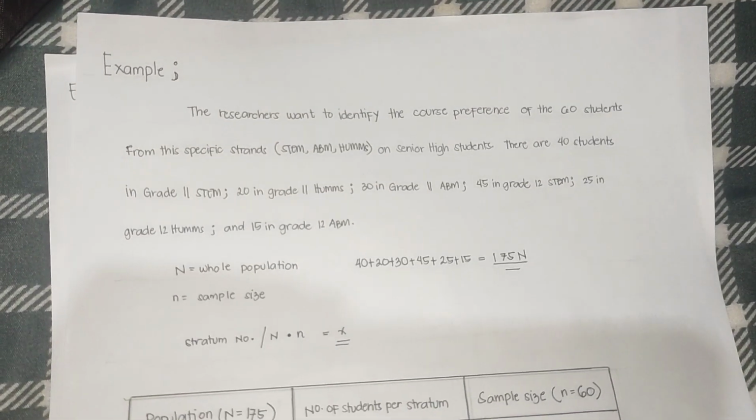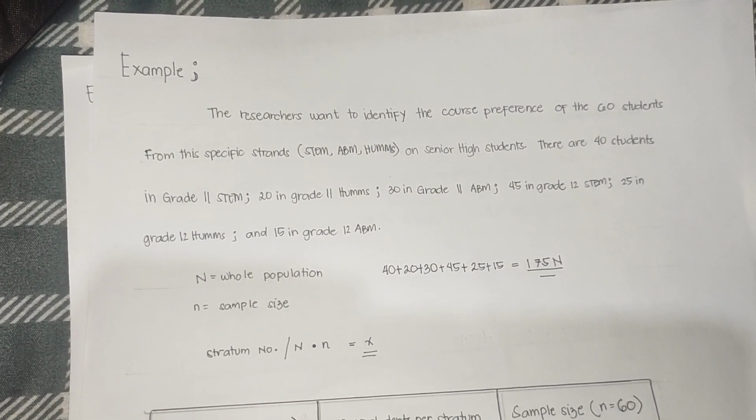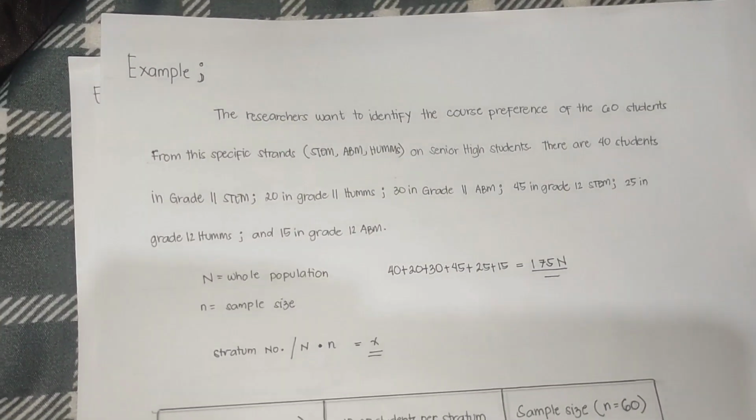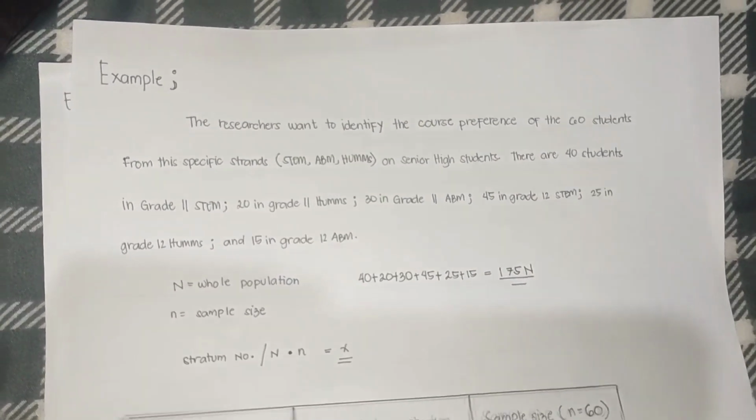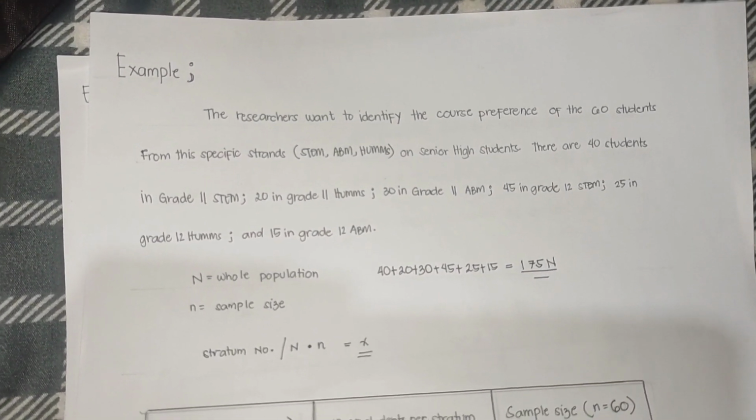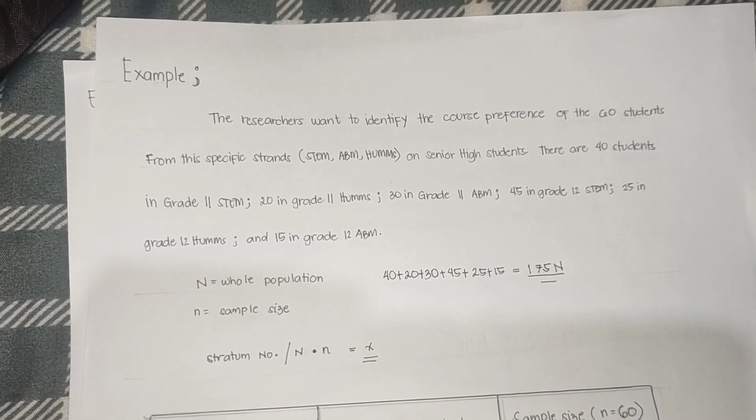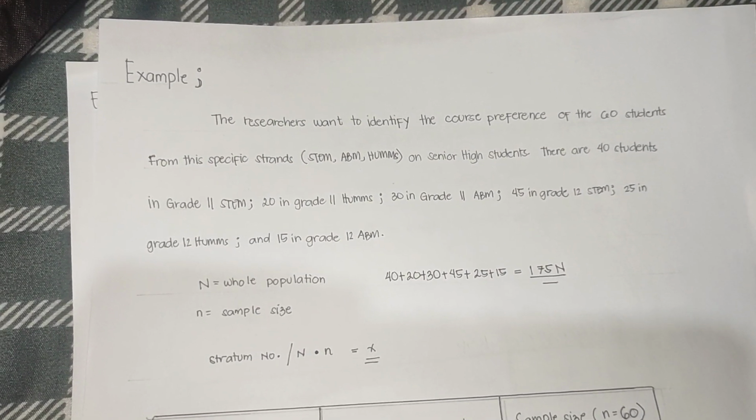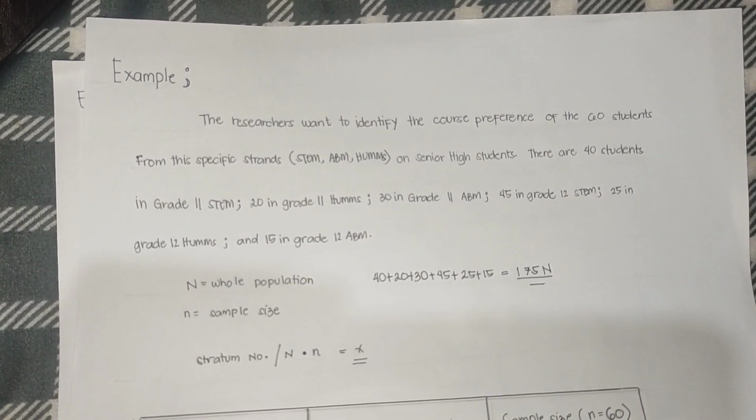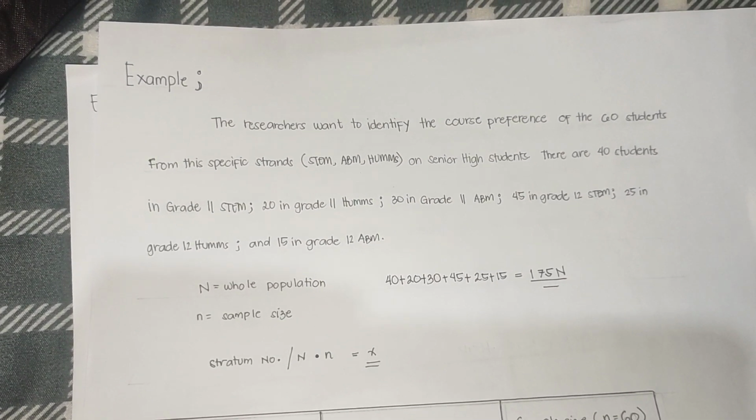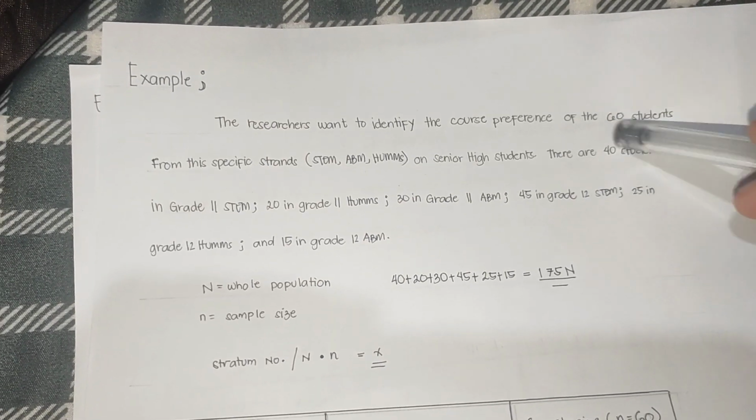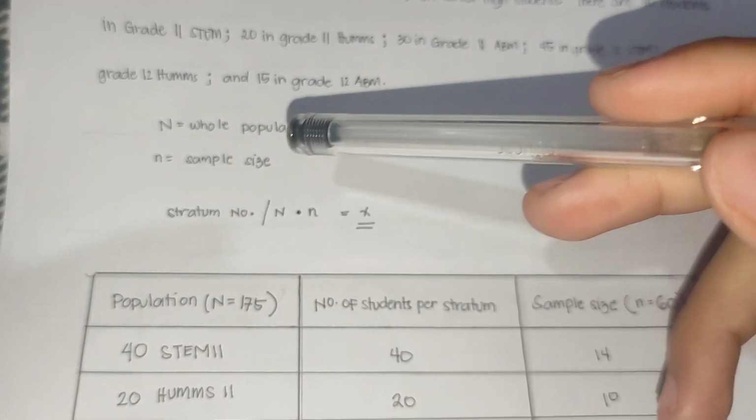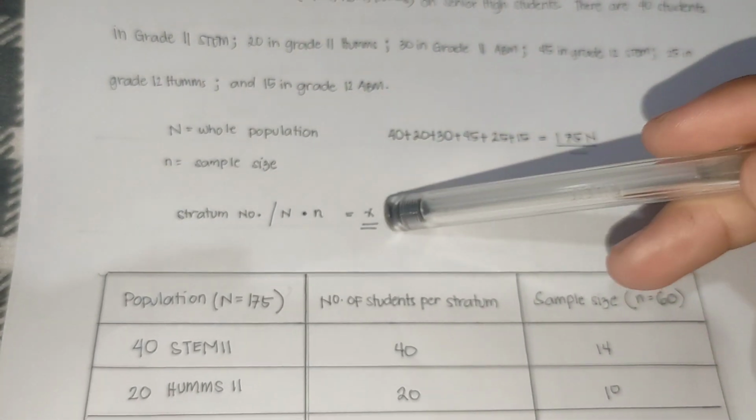Here is another example. The researchers want to identify the course preference of 60 students from each specific strand, STEM, ABM, and TVL, among senior high students. There are 40 students in grade 11 STEM, 20 in grade 11 TVL, 30 in grade 11 ABM, 45 in grade 12 STEM, 25 in grade 12 TVL, and 15 in grade 12 ABM. So in this situation, we have 60 students as our sample size, and our strata is divided into different strands.